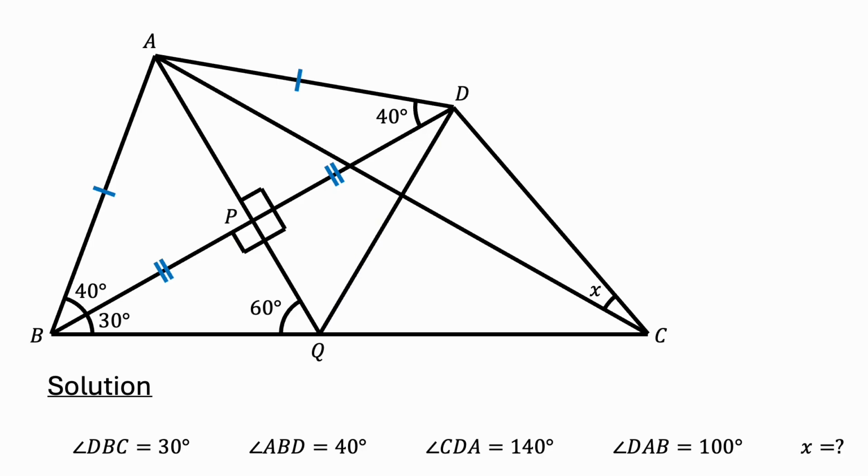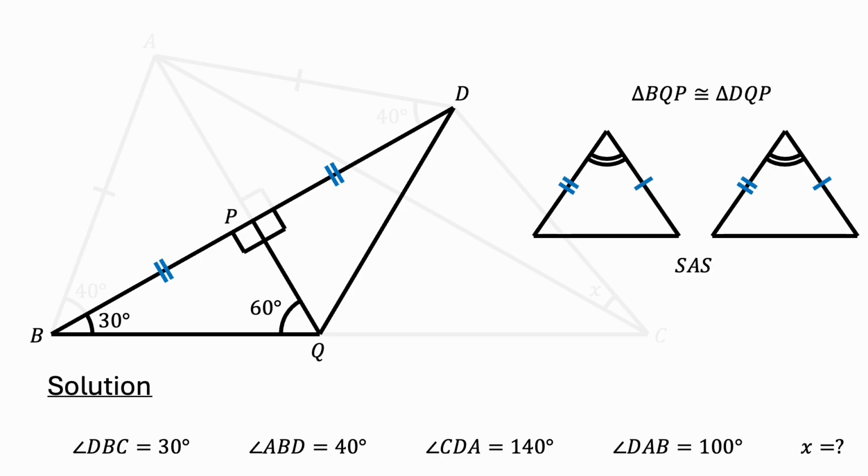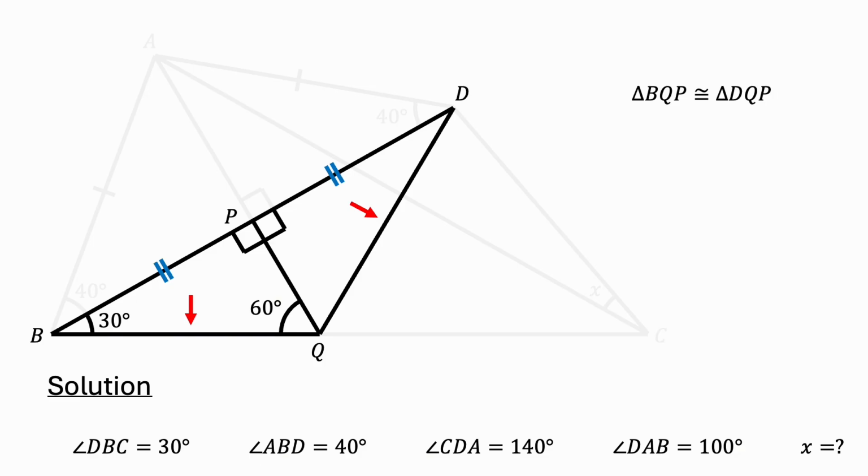Join D to Q and then consider triangle BQP and triangle DQP. We claim that triangle BQP is congruent to triangle DQP. Since BP equals DP, angle QPB equals angle QPD equals 90 degrees, and QP is common to both triangles. The two triangles are congruent by SAS. Since BQ and DQ are corresponding sides in congruent triangles, we have BQ equals DQ.